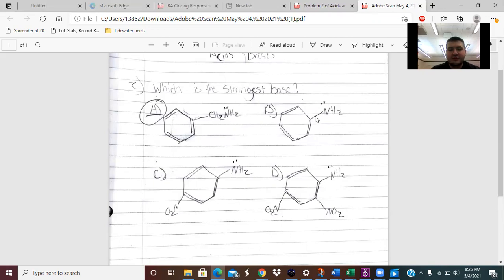And then when you look at option B, this is the NH2 directly attached to a benzene ring. So this lone pair of electrons would directly play a part in resonance. Thus, this would not be a good option, and it's not the correct answer.